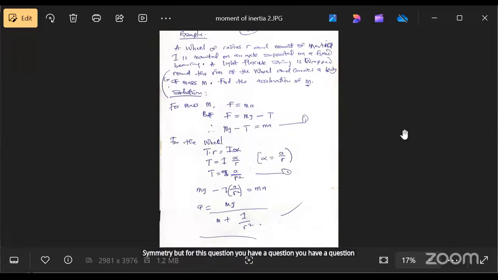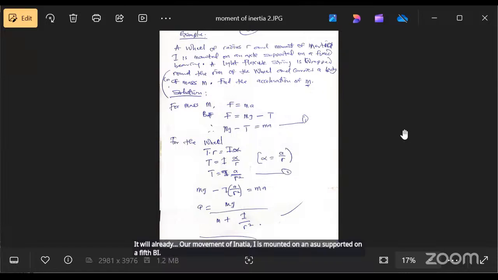you have a description of a wheel. We say a wheel of radius r, moment of inertia I, is mounted on an axle supported on a fixed bearing. I will take that again, and you have it on your screen, because you have to understand the question so that you'll understand the solution. If you don't understand the question, you cannot understand the solution. A wheel of radius r and moment of inertia I is mounted on an axle supported on a fixed bearing.